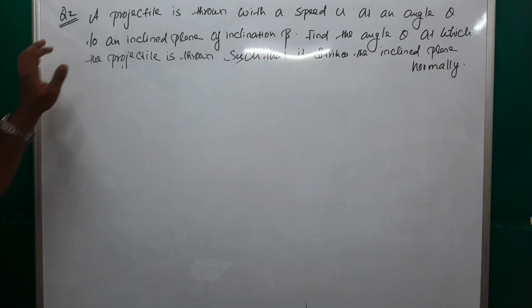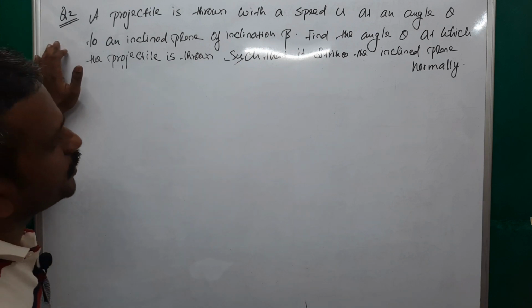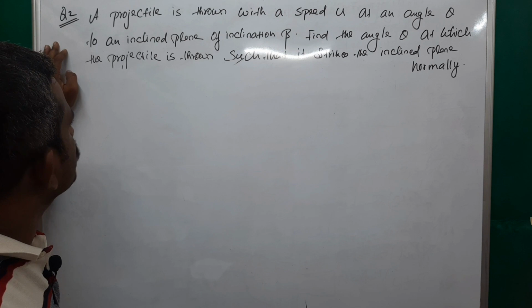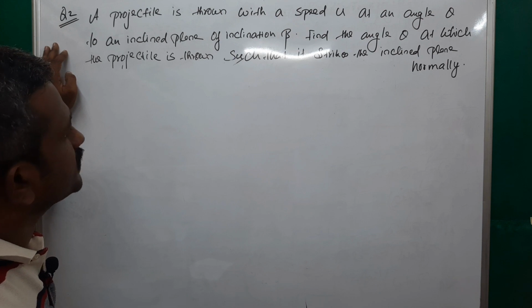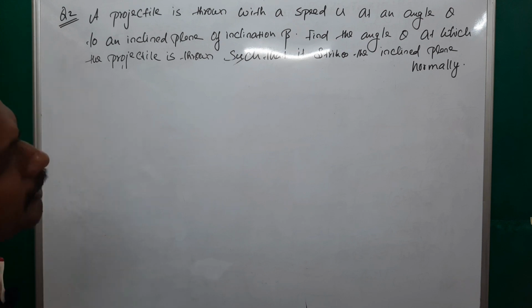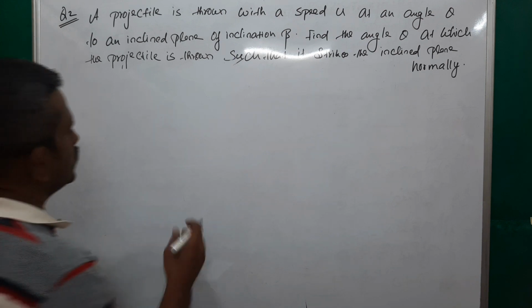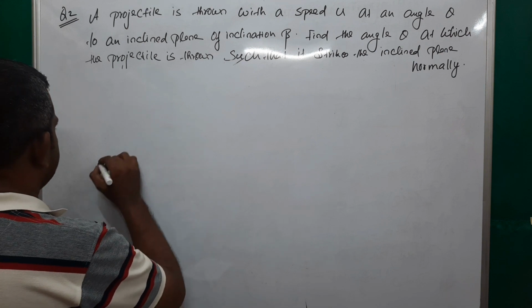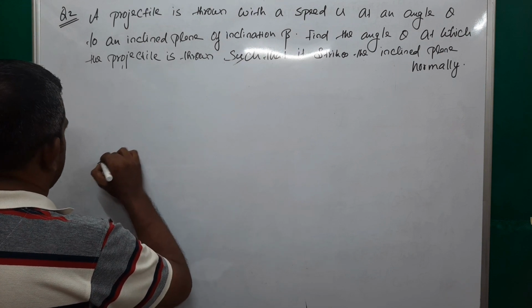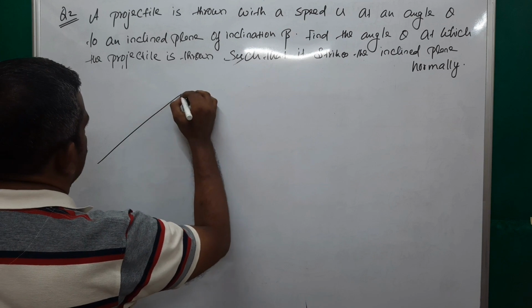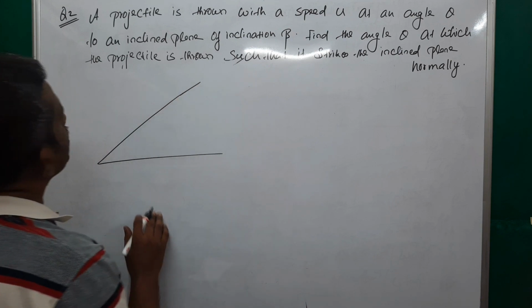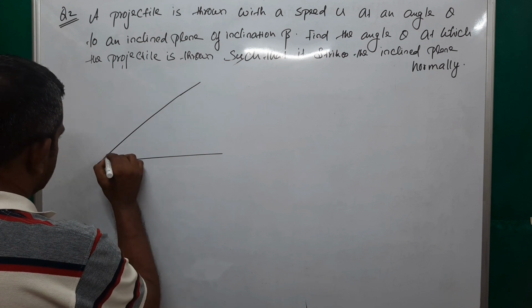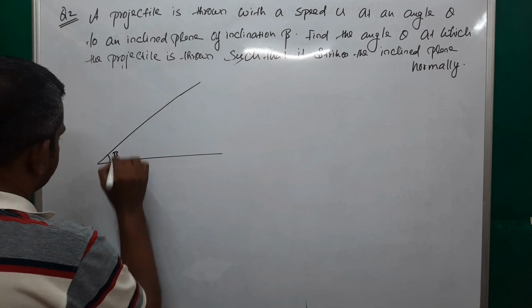So second question: a projectile is thrown with a speed u at an angle theta to an inclined plane of inclination beta. Find the angle theta at which the projectile is thrown such that it strikes the inclined plane normally. So it is an inclined plane of inclination beta. It is given beta.